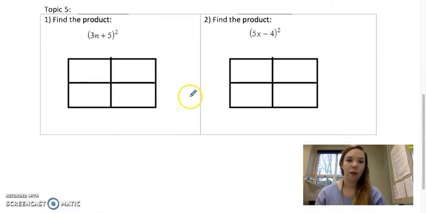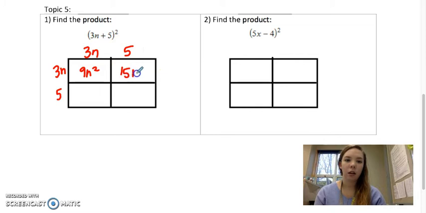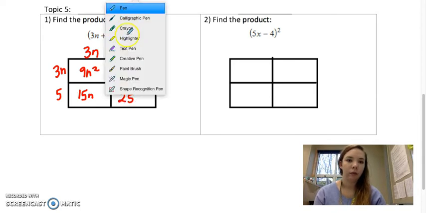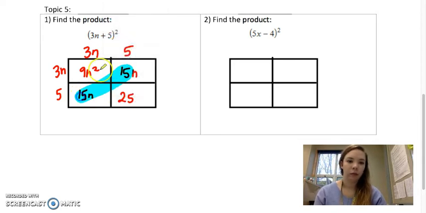All right, when you have a square, that just means you're doing the same polynomial twice. So I'm going to put 3 and 5 on both sides. So here I would have 9n squared. Here I would have 15n and 15n. Then lastly, I have 25. So that would be 9n squared plus 30n plus 25.